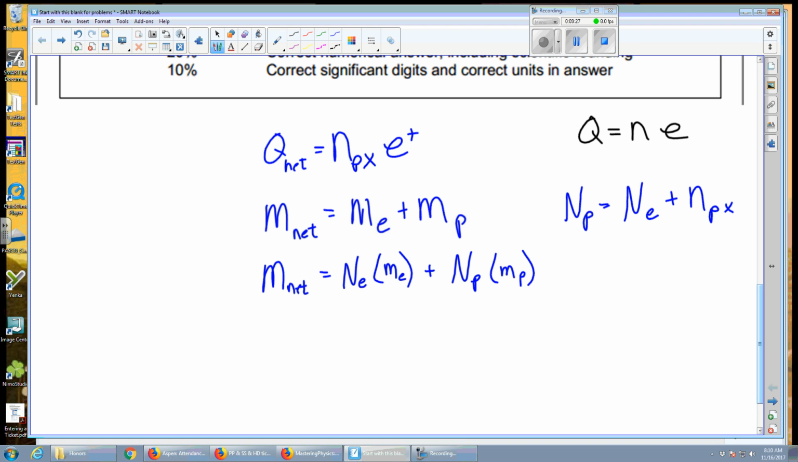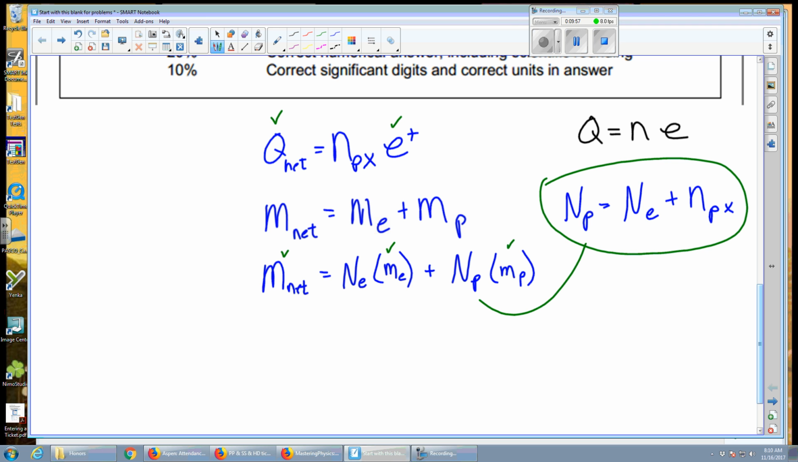And then if you think about things that you know: the net charge, you know the charge on a proton, so you can figure out N_PX. You know the total mass. You know the mass of an electron. You know the mass of a proton. You can take this and substitute it in here. And that leaves you with only one unknown, which is N_e. And so you can solve an equation with one unknown.